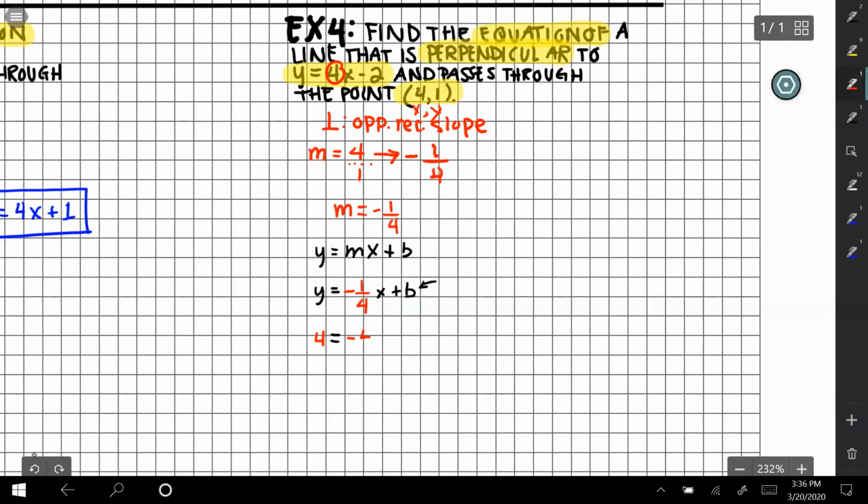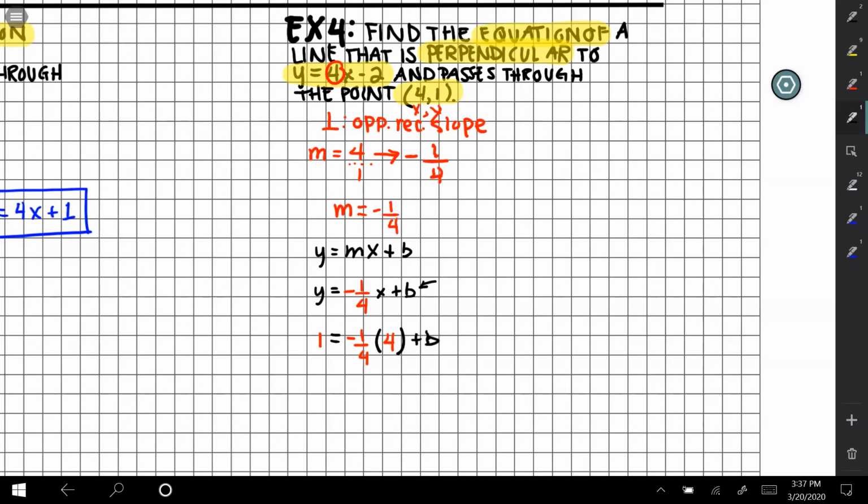negative 1 over 4. Instead of x, I'm going to draw my parentheses. This should be 1. 1, and instead of x, I'm going to write 4. And then plus b. So substitute your y for your y and your x for your x. If I flip it, that wouldn't give us the right answer.